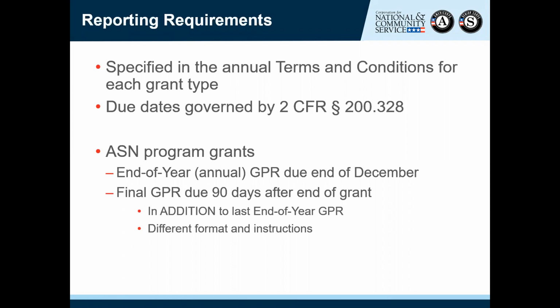In addition to this annual or end of year GPR, there is a final GPR due 90 days after the end of the multi-year grant period, including any no-cost extensions you may have received on that grant. The final GPR, if you've completed it before, you'll know that it has a very different format and instructions than the end-of-year GPR, and it also has a different and rather strange name in Egrants. You'll see it referred to as the Progress Report Light Quarterly, even though it is neither light nor quarterly. Egrants is a lot of fun.